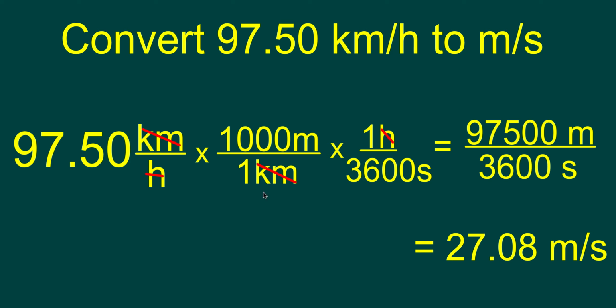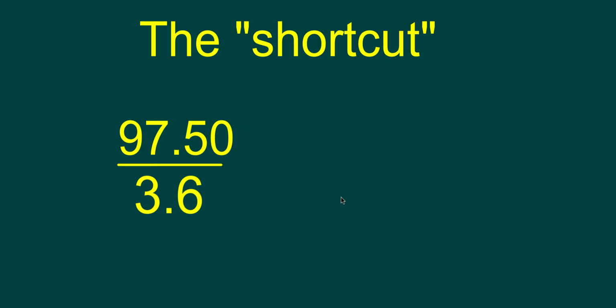This is proper math. What most people do is they look at the fact that you've got a ratio of 1,000 over 3,600 and they say, oh, that's just like dividing by the number 3.6. So here's the shortcut. I take 97.5 and I divide it by 3.6 and I get 27.08, which is the exact same number we just had a minute ago.